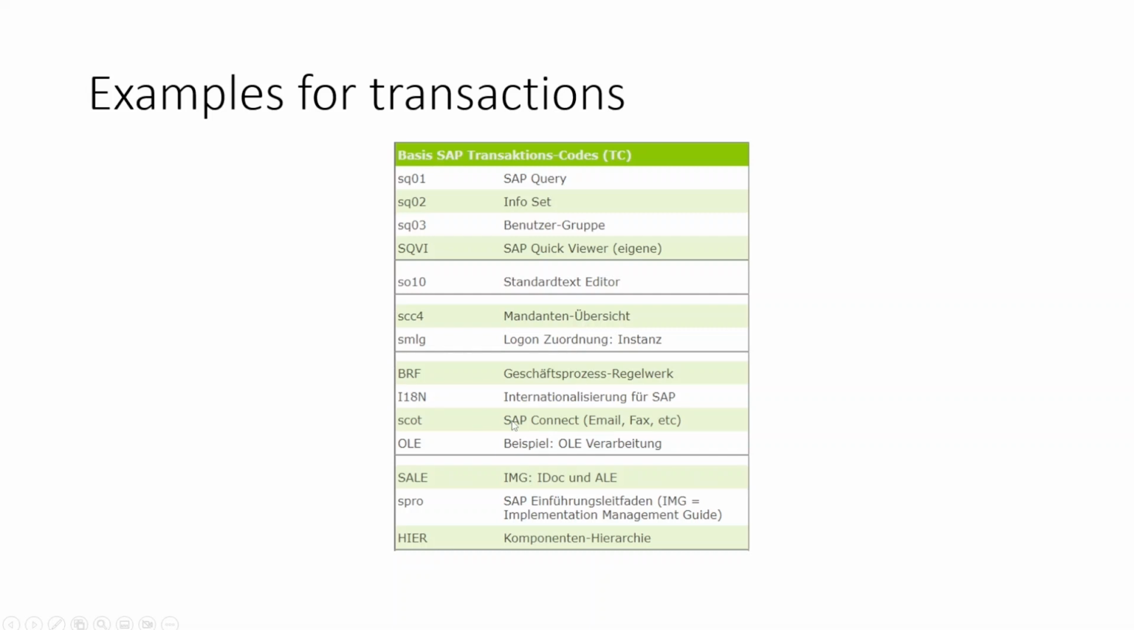However, if we continue with other transactions, we'll see that there are some which are not very clear when you see them for the first time. There are many such transactions, and for instance the last transaction with which I would like to finish this video is the transaction SPRO, which is the transaction from which you can find all the customizing settings for all the modules that the system has in it.